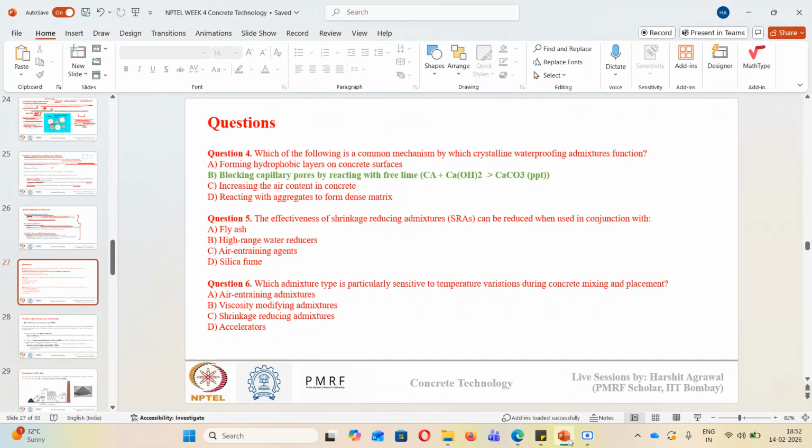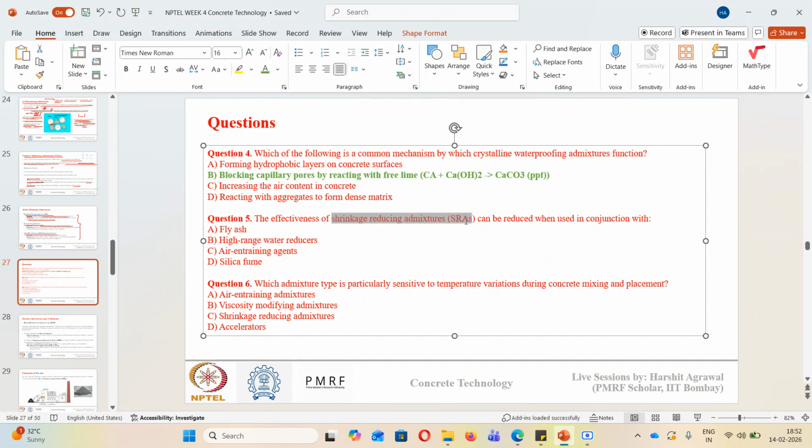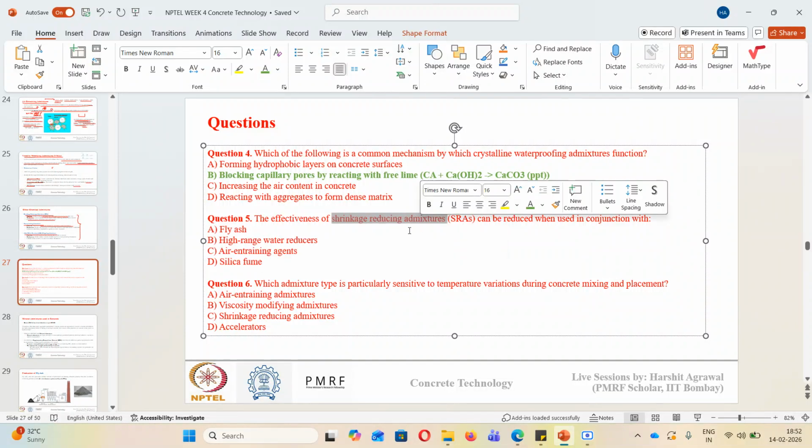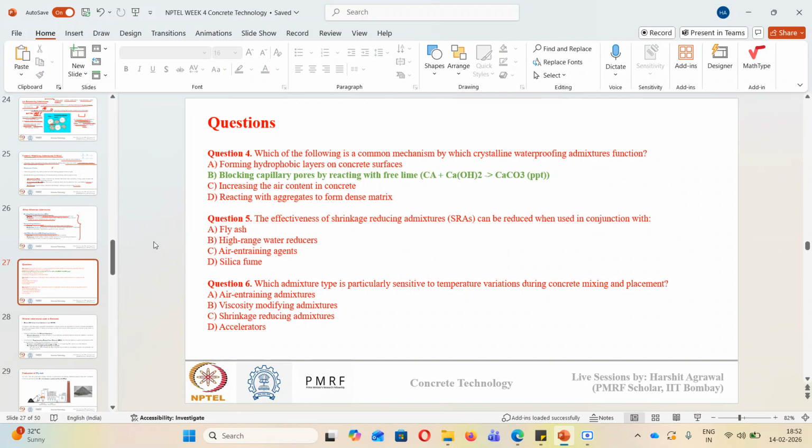Question number 5. Can anyone answer? The effectiveness of shrinkage reducing admixture can be reduced when used in conjunction with... So I have a concrete where I'm using shrinkage reducing admixture. Now, which other admixture, if I add with this shrinkage reducing admixture, will hamper the performance of each other? Like which two admixtures can't be used with each other? Any guesses?